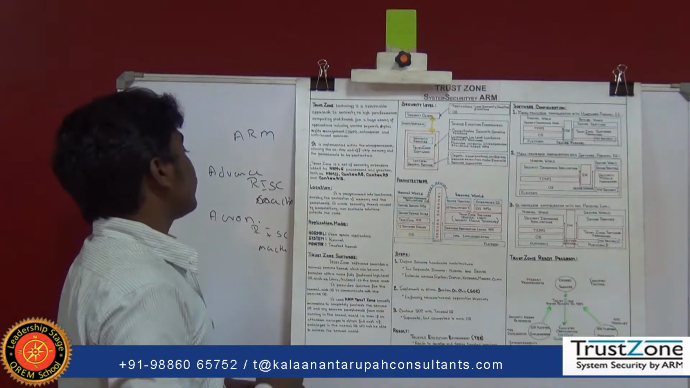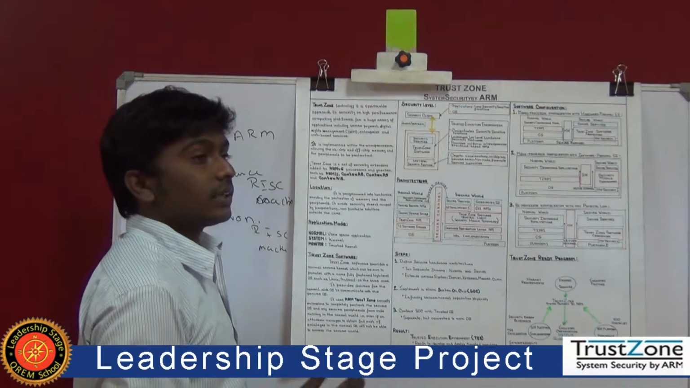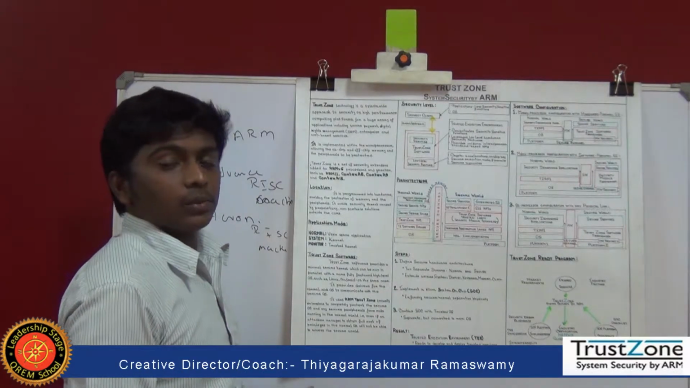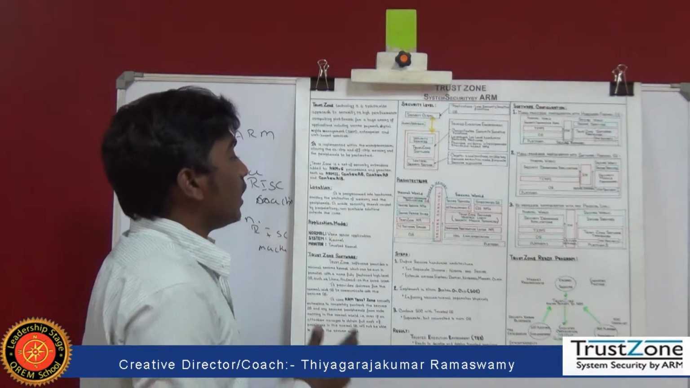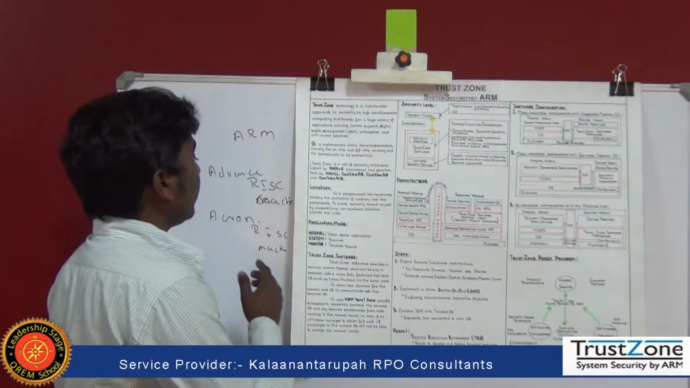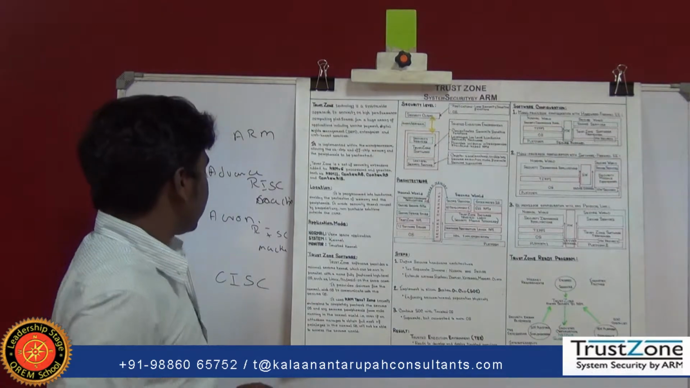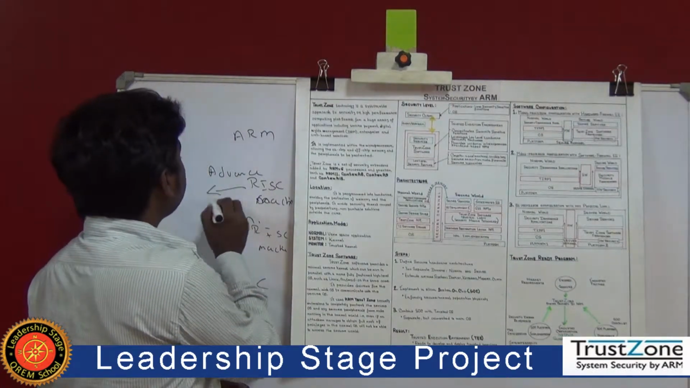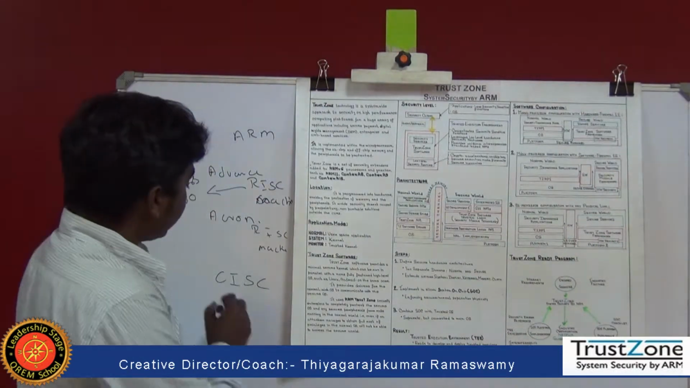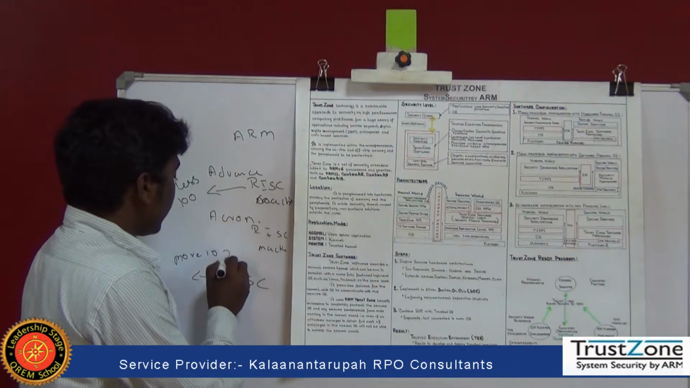RISC stands for Reduced Instruction Set. It is a type of instruction set. An instruction set is a computer architecture that consists of instructions, addressing modes, registers and data. There are two major types of instruction set, that is RISC and CISC, which is complex instruction set. RISC handles less than 100 instructions, and CISC handles more than 100 instructions.